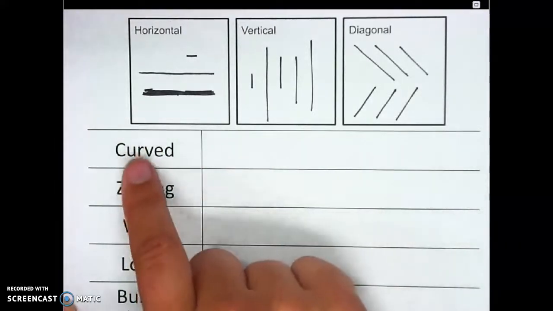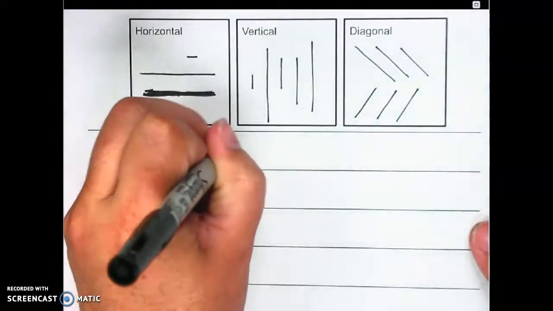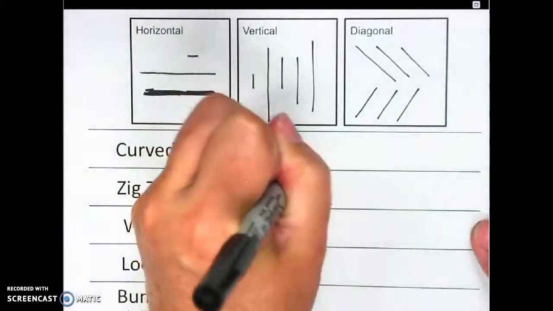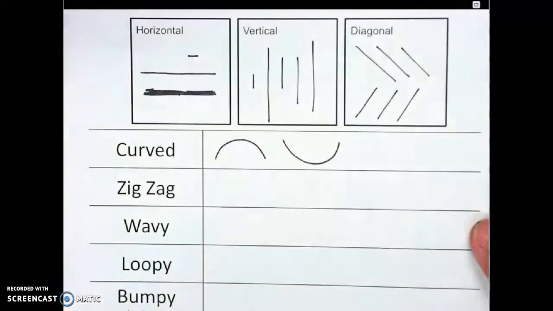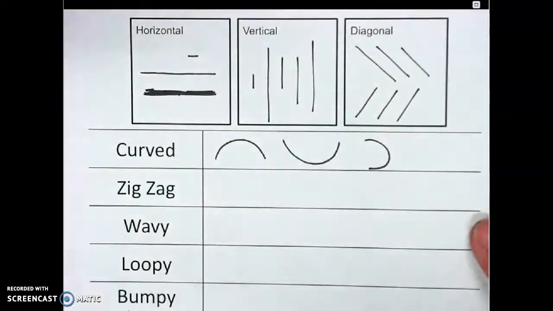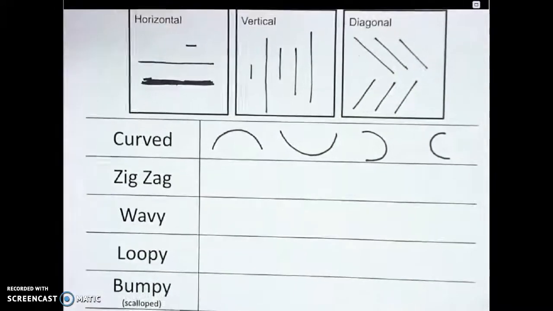The first line we're going to talk about is a curved line. A curved line can go this way like a rainbow. It can go this way like a smiley line. It can lean to the right like the letter D, or the left like the letter C.